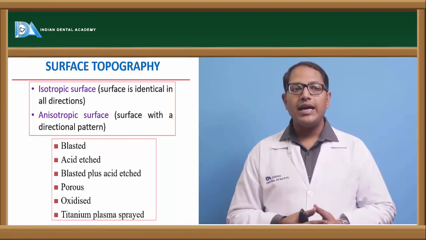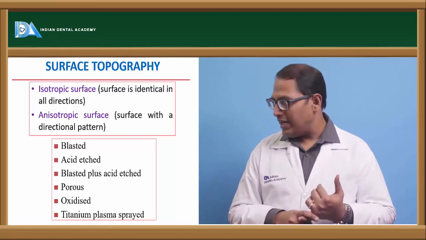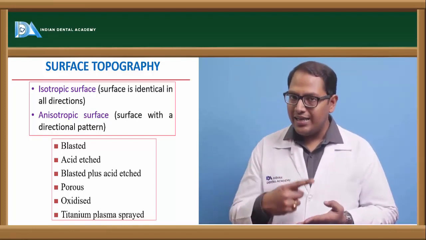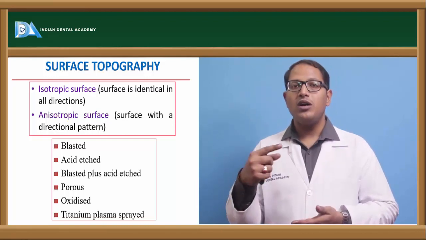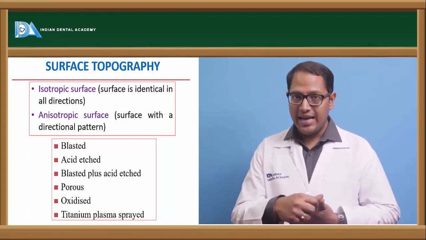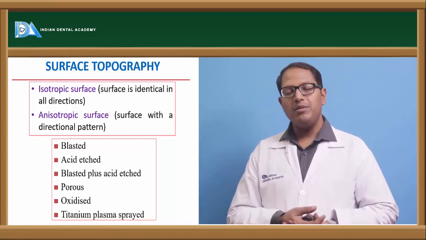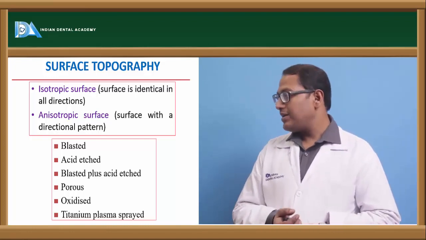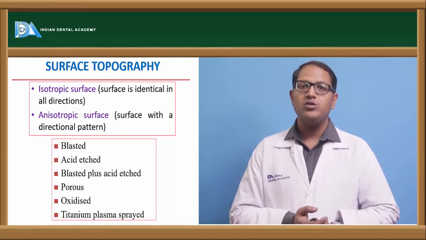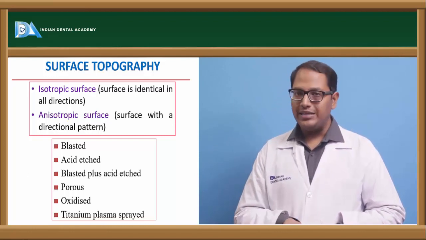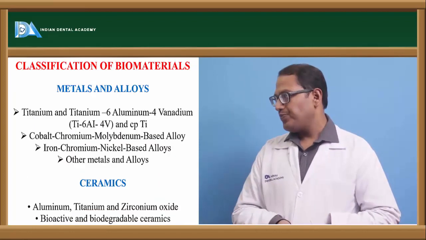So how can it be? It can be acid blasted, sandblasted, acid etched, laser sintered. Those are called SLA, sandblasted, acid etched and laser sintered implants. It can be porous, oxidized, or titanium plasma sprayed, which is a newly come over implant, topographically managed.